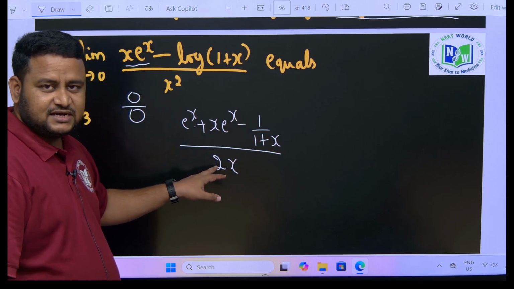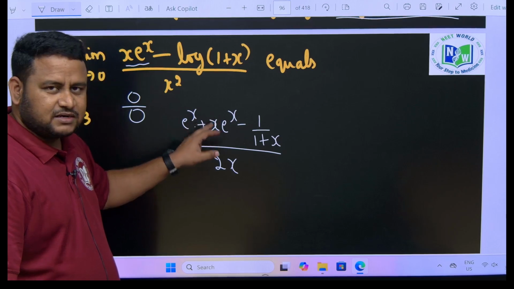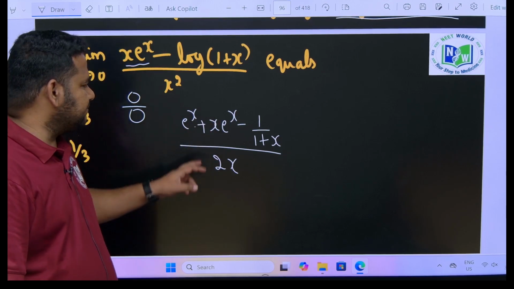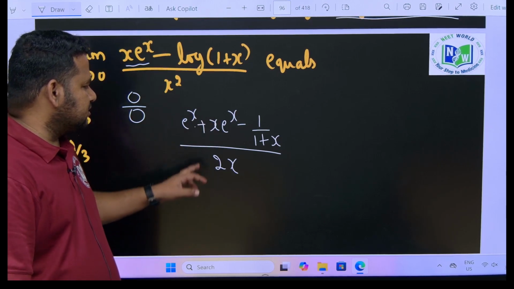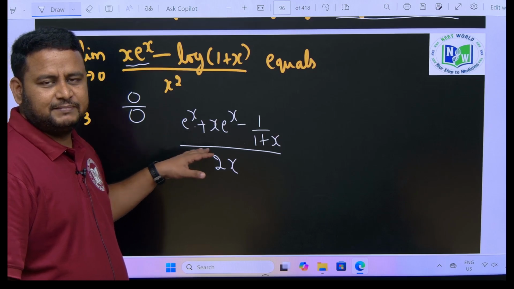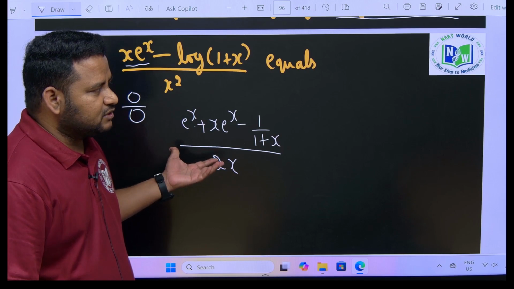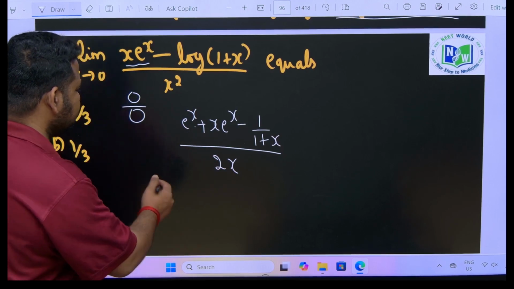But see here, friends, here it is 2 into 0. 2 into 0 means this will again become an infinity form, because 2 into 0 will be 0. The denominator will become 0. So further we have to differentiate to get a finite answer.